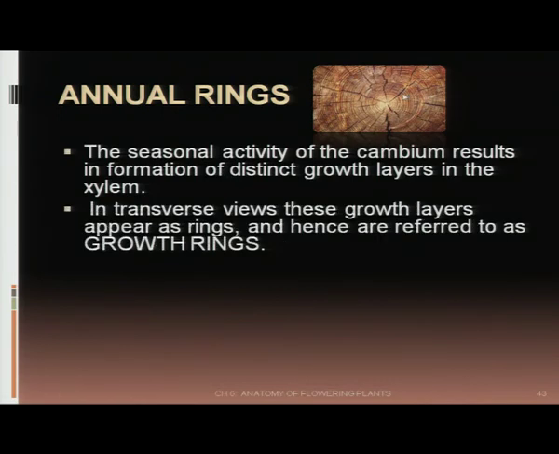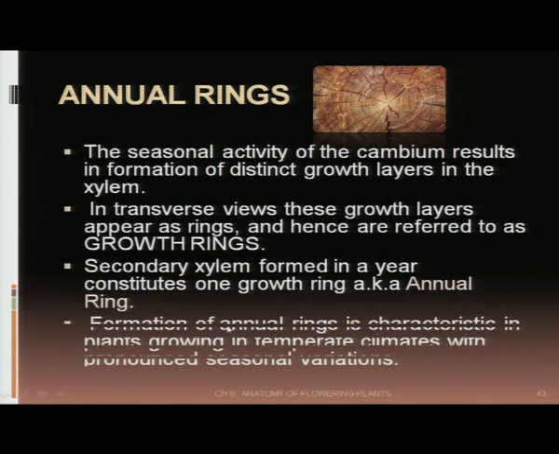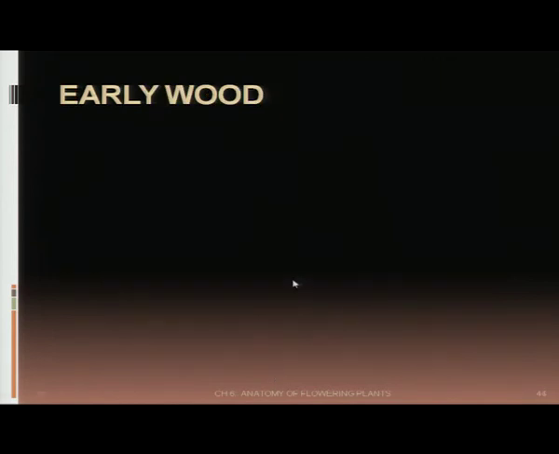and these growth layers appear as rings in the TS. Since one layer is formed every year, so these rings are also known as annual rings. Formation of annual rings is characteristic in plants growing in temperate climates with pronounced seasonal variations. They are not so much seen in plants growing in tropical regions.